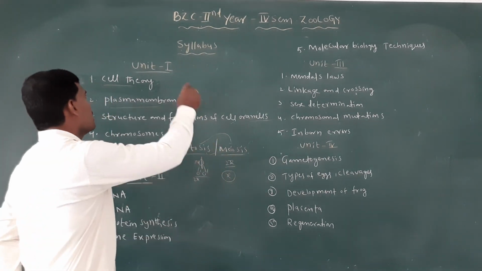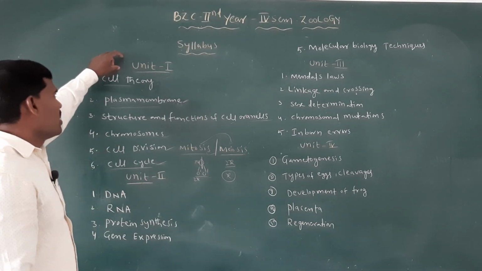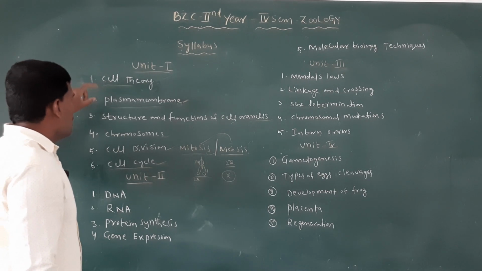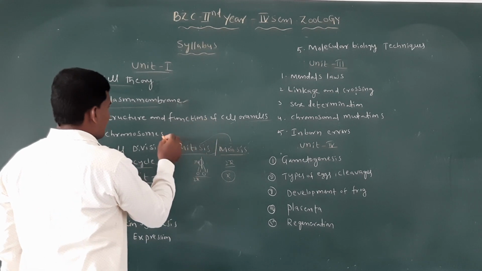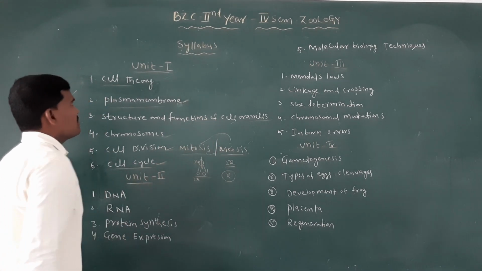So in the first unit, cell biology, the topics are: cell theory, plasma membrane, structure and functions of cell organelles, chromosomes, cell divisions, and cell cycles.